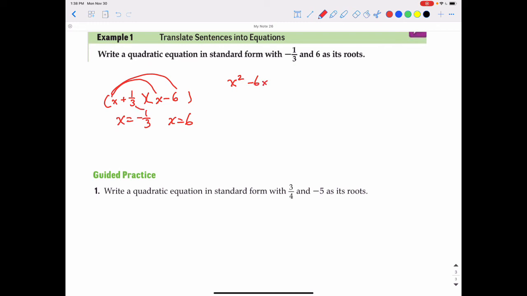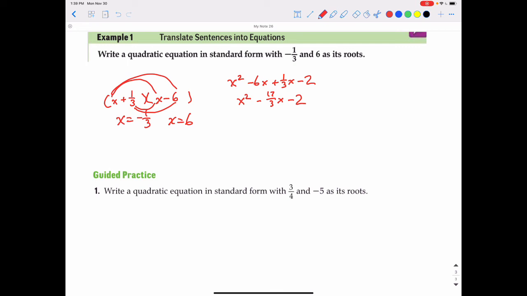And then 1/3 times x is 1/3 x. And 1/3 times negative 6 is negative 2. And then we do have like terms in the middle, as we often do, and negative 6x plus 1/3 x is negative 17/3 x, minus 2.